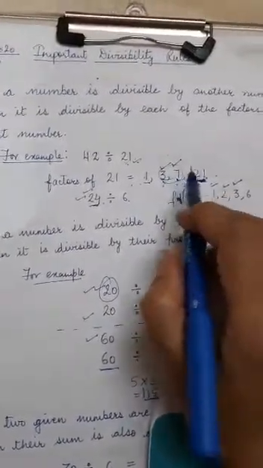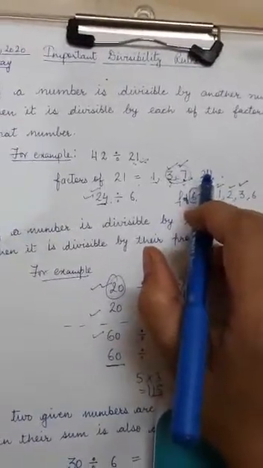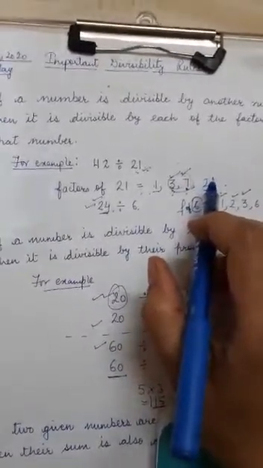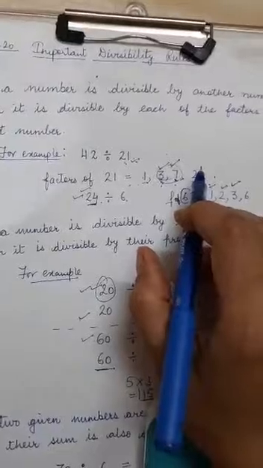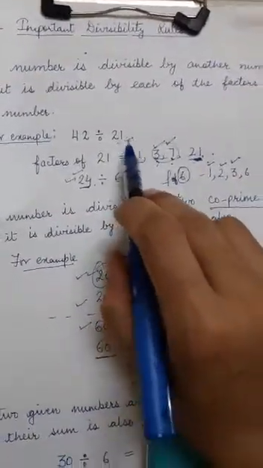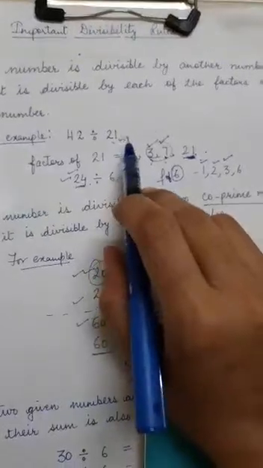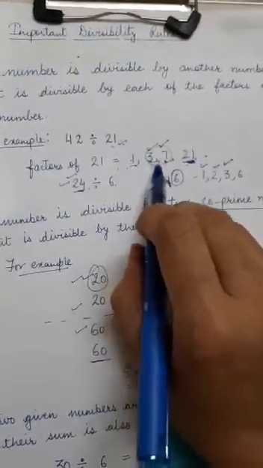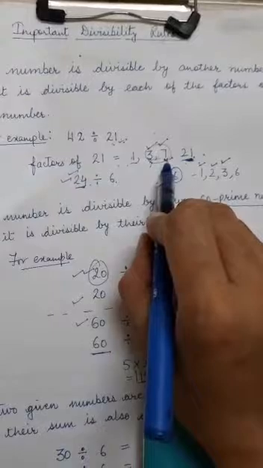Right. Now you can also see 42 is divisible by 6 also. 42 is divisible by 7 also. So other numbers which can divide 42 except 21 are 1, 3 and 7.